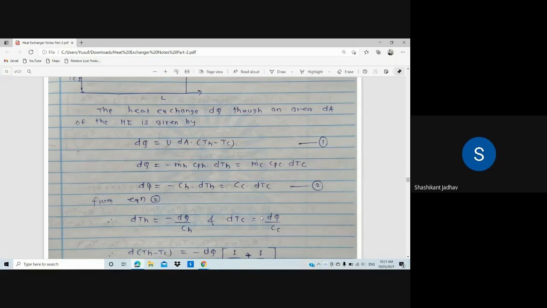This is the equation number 1. Okay, now we have to write down the equation for the hot fluid and cold fluid. So in that particular small elemental area, by what amount the temperature of the hot fluid reduces, that is nothing but dTh, and by how much the cold fluid temperature increases, it increases by dTc. So in that form, that is mass flow rate into specific heat into temperature difference, we have to write down the equation for that dq.